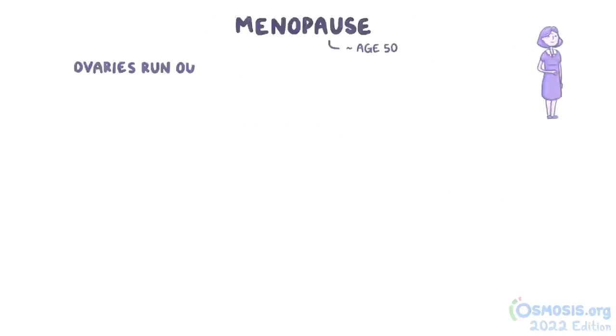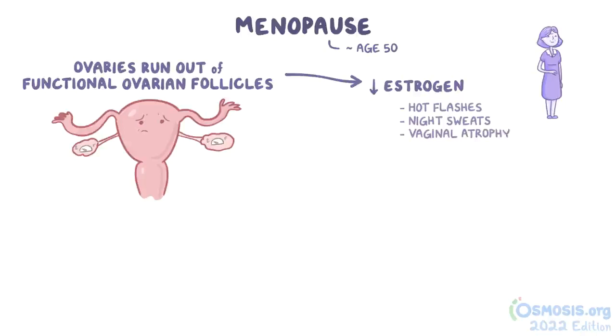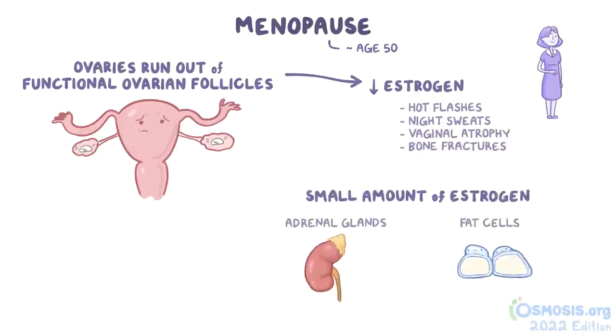The bad news is that during menopause, which usually happens around age 50, the ovaries run out of functional ovarian follicles. That leads to a decrease in estrogen levels, accounting for many of the symptoms preceding menopause, like hot flashes, night sweats, vaginal atrophy, and bone fractures due to osteoporosis. However, a small amount of estrogen is still being synthesized by the adrenal glands and the fat cells in the woman's body.